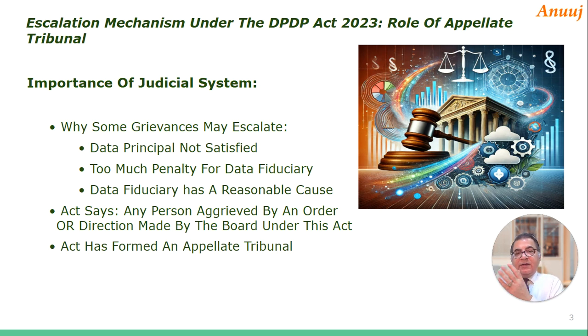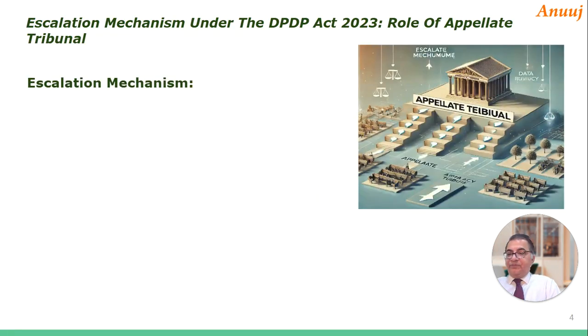So the principal or the fiduciary can move ahead in the escalation matrix. The Act says any person aggrieved by an order or a direction made by the Data Protection Board under the Act can move on to the next level, which is the Appellate Tribunal formed under Section 14 of the TRAI Act 1997 to help address the disputes caused by the decision of the Data Protection Board.